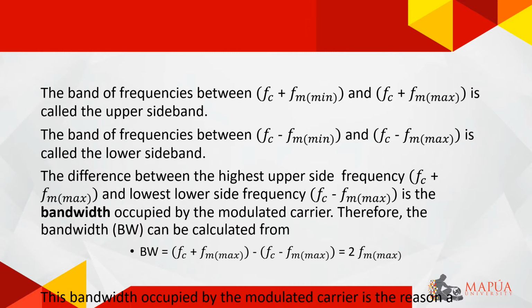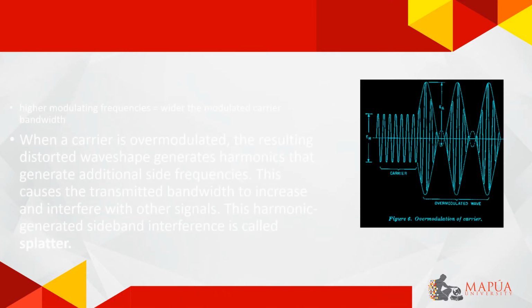The difference between the highest upper side frequency and the lowest lower side frequency is the bandwidth occupied by the modulated carrier. Therefore, the bandwidth can be calculated as the quantity f sub c plus f sub m max minus the quantity f sub c minus f sub m max, which is equal to 2 times f sub m max. This bandwidth occupied by the modulated carrier is the reason a modulated carrier is referred to as broadband transmission. Higher modulating frequencies mean a wider modulated carrier bandwidth.